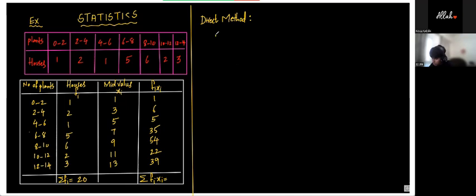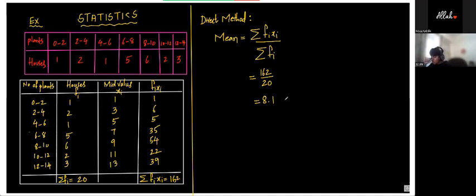So the formula becomes mean is equal to sigma fi xi whole divided by sigma fi. This is equal to sigma fi value here. We got it as 162, divided by 20. That is 8.1 number of plants. On an average, every house has 8.1 plants.